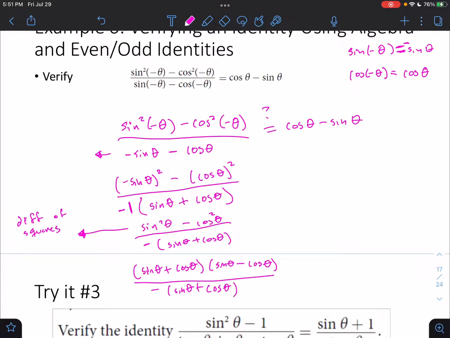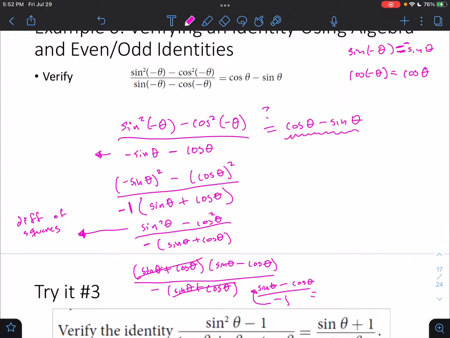Now you should see I can cancel these out, and I have sine theta minus cosine theta over -1. And we're trying to get to this. We're almost there. The beauty of math is this negative, instead of putting it at the denominator, I can actually distribute it in the numerator.